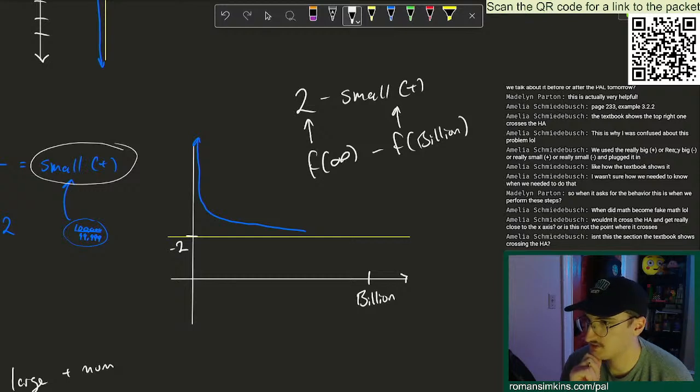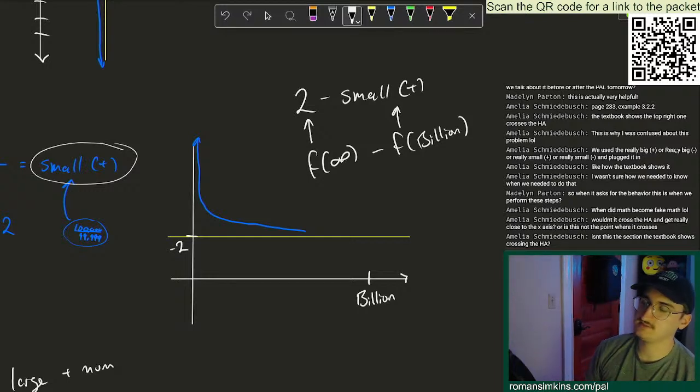Isn't this the section the textbook shows crossing the horizontal? This is the section. Okay. Here's what I'll say. I will probably need time to think about a better way to explain this. I'm sure I can come up with a much nicer explanation, but right now I'm a little too caught off guard to give you one that's not going to be very technical and confusing.